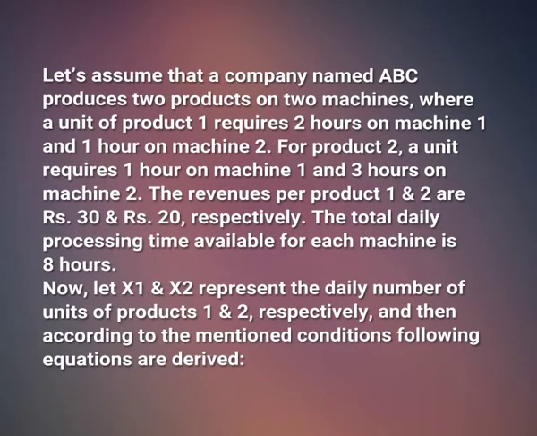Let us assume that a company named ABC produces 2 products on 2 machines, where a unit of product 1 requires 2 hours on machine 1 and 1 hour on machine 2. For product 2, a unit requires 1 hour on machine 1 and 3 hours on machine 2. The revenues per product 1 and 2 are rupees 30 and rupees 20 respectively. The total daily processing time available for each machine is 8 hours.